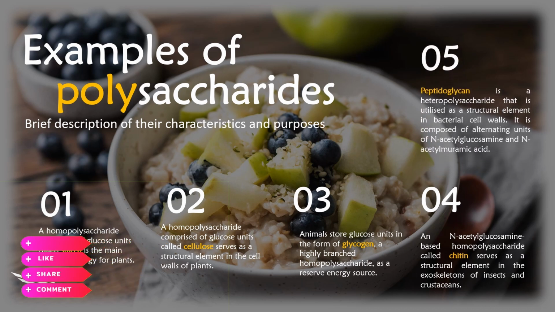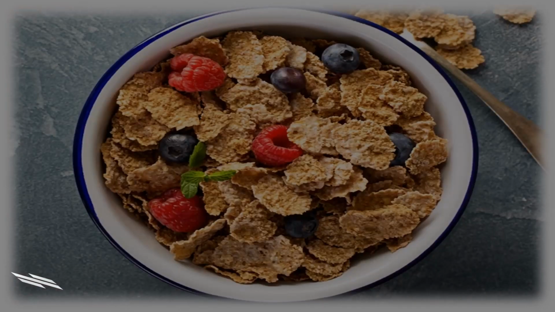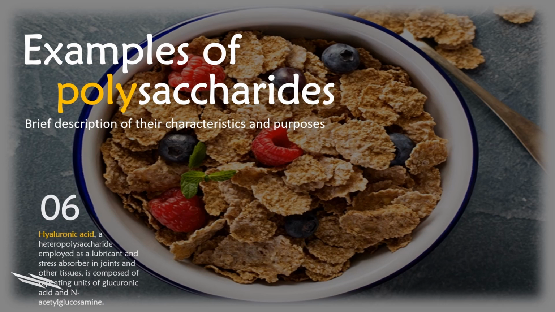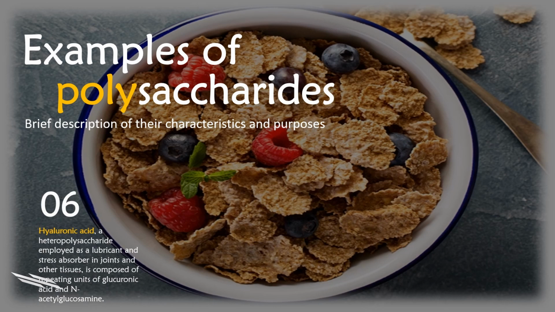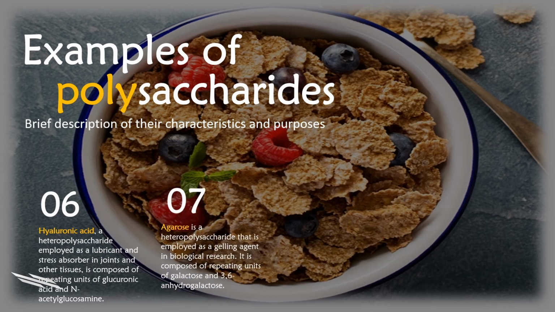Peptidoglycan is a heteropolysaccharide that is utilized as a structural element in bacterial cell walls. It is composed of alternating units of N-acetylglucosamine and N-acetylmuramic acid. Hyaluronic acid, a heteropolysaccharide employed as a lubricant and stress absorber in joints and other tissues, is composed of repeating units of glucuronic acid and N-acetylglucosamine. Agarose is a heteropolysaccharide that is employed as a gelling agent in biological research. It is composed of repeating units of galactose and 3,6-anhydrogalactose.